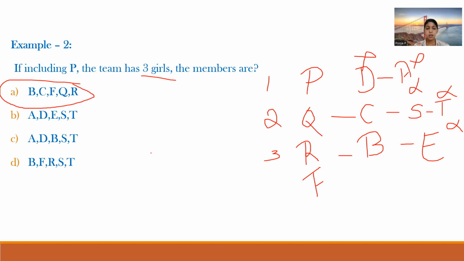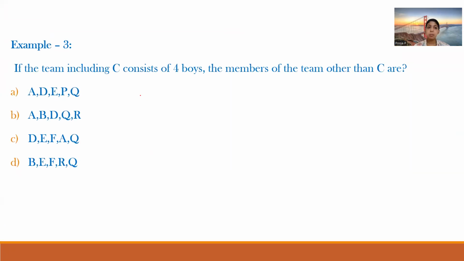Okay, fine. So we'll move to the third example. If the team including C consists of 4 boys, then the members of the team other than C are. Okay, that's just like the previous question. That is, including C, they want 4 boys. So one boy is C. So if C is coming, then Q has to come. It's evident from the statements. So the next guy whom you can take will be this one. Who is it? A. So if you're taking A, D also should come. A and D are always together.